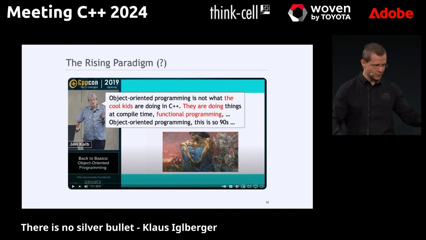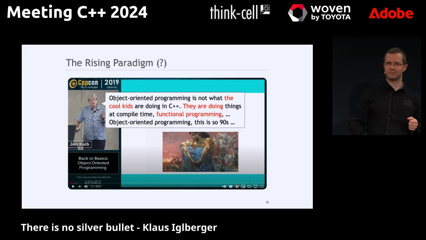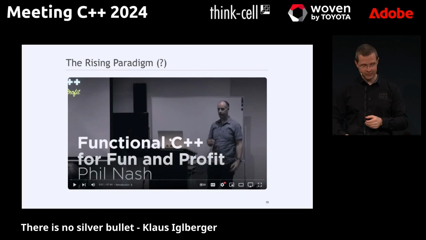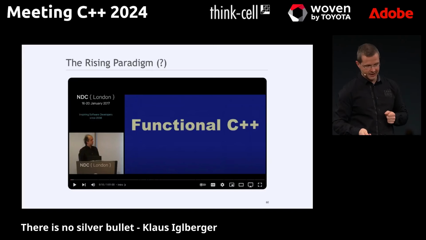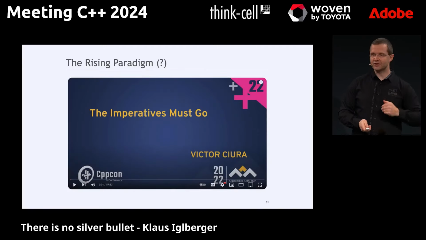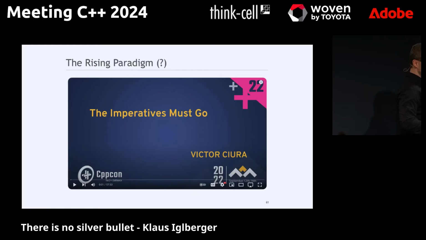Look here, closely, to what Jon Kalb said before. The cool kids, they're doing functional programming. Here it is. Other people, Phil Nash, functional C++ for fun and profit. Apparently it's fun and there's something to gain here. Or also, of course, Kevin Henney, who talks about functional C++. And Victor, who's here, and I thought he might like this, but now he's not in this room. The imperatives must go. Many talks about functional C++ programming.